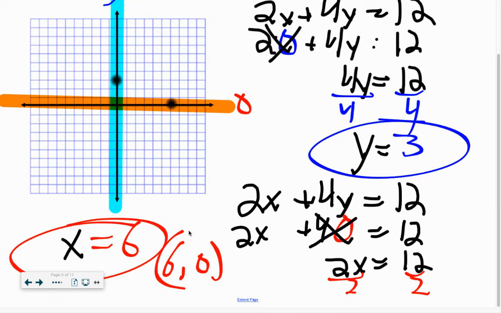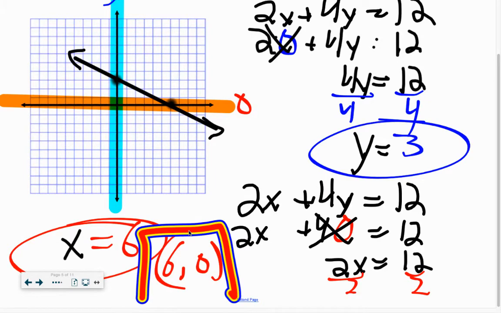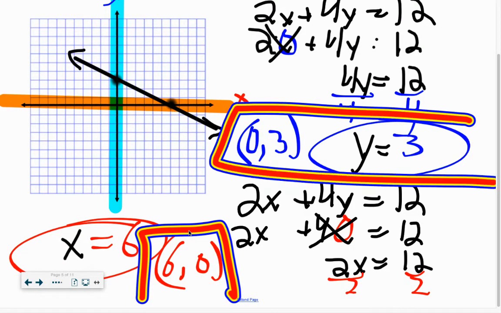Now you can connect them with a line. I always recommend making the line nice and long. You can make it short if you want to, but make it long because you never know if they're going to ask you a question. Again, we got these points down here from your x-intercept, 6, 0, and your y-intercept, which is 0, 3, which again we found right here.